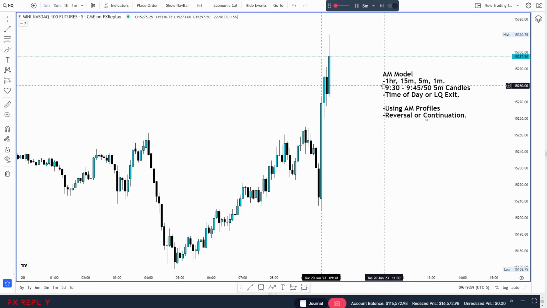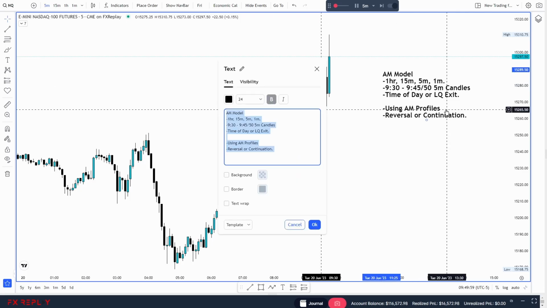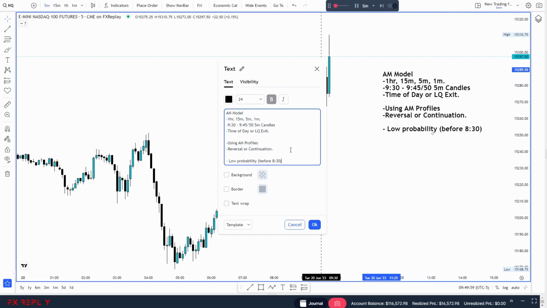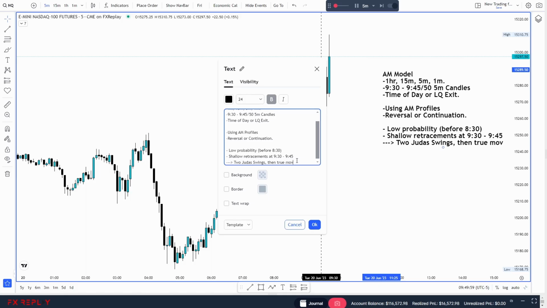Days like Monday are low probability days, possibly before 8:30 news. So your low probability days are going to be for any 8:30 news. A lot of times you'll have more difficult days, not impossible to trade, but difficult. So these two things will cause higher probabilities that we see a return back above or below the 9:30 Judah swing. So almost 2 Judah swings than the true move. A lot of times this happens when there's a higher time frame counter bias.